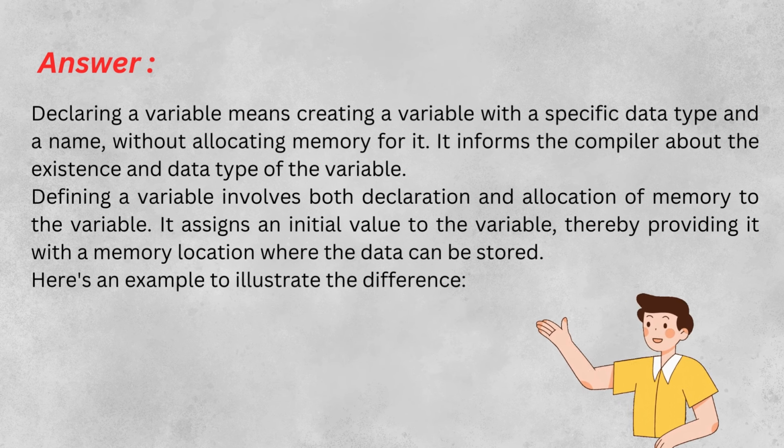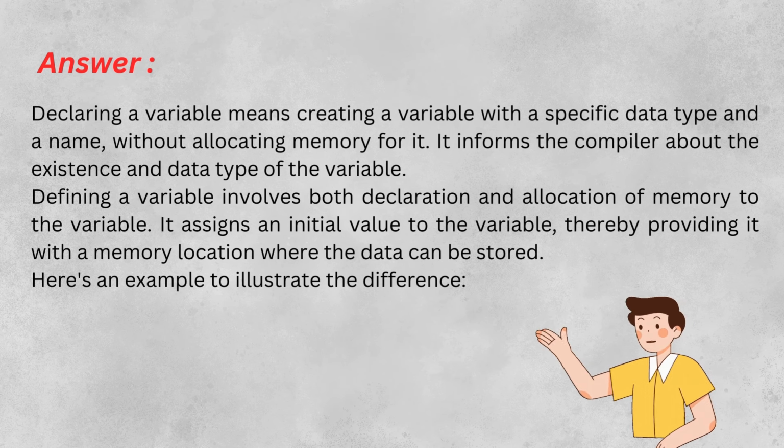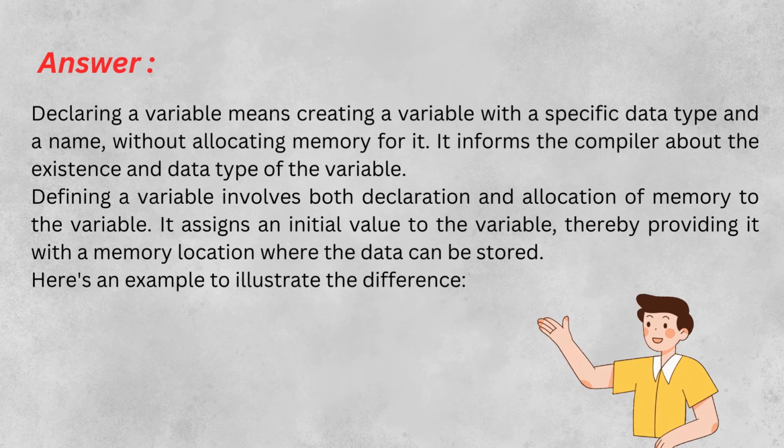Defining a variable involves both declaration and allocation of memory to the variable. It assigns an initial value to the variable, thereby providing it with a memory location where the data can be stored. Here's an example to illustrate the difference.